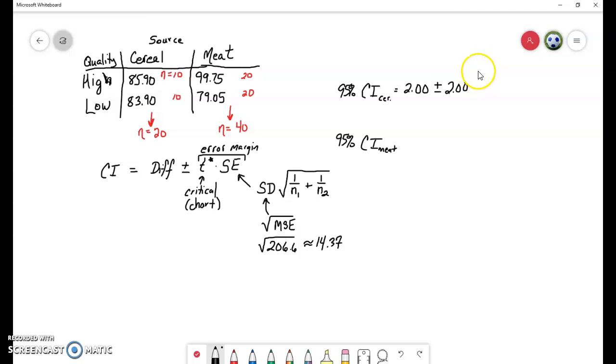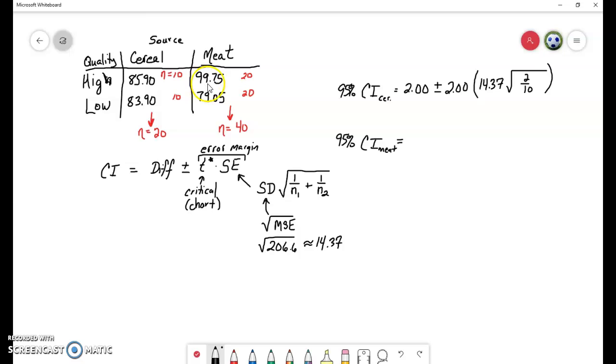So we're doing our standard error here. That's that 14.37 portion, the standard deviation. And here we're going to have, within the cereal group, we just have 1 over 10 plus 1 over 10. So you could put 2 over 10. And that gives us our confidence interval there. Let me just go ahead and adjust this one.